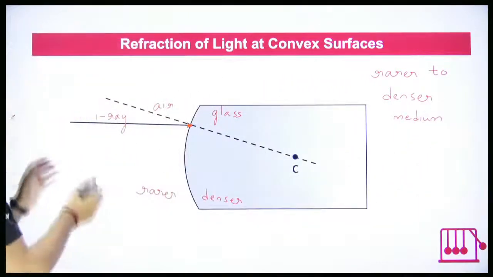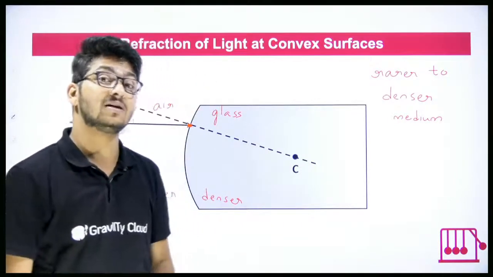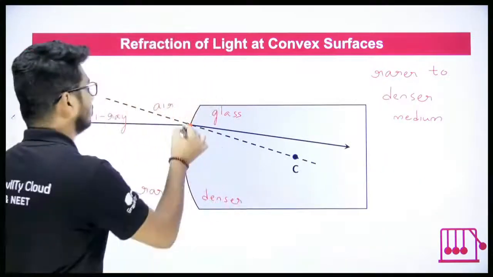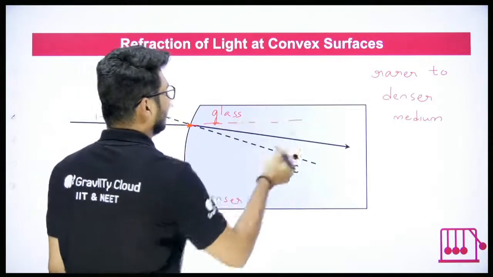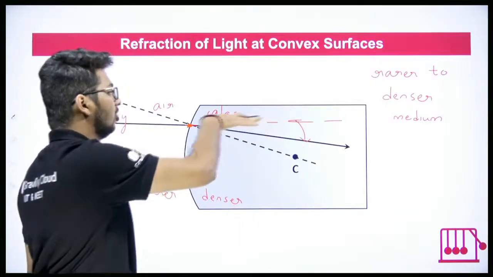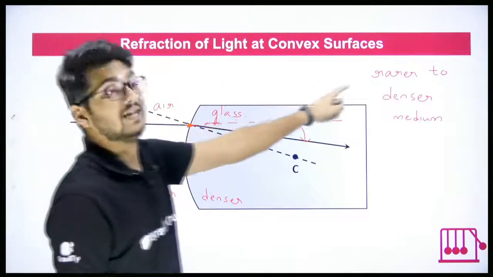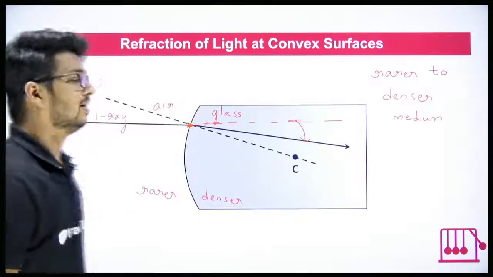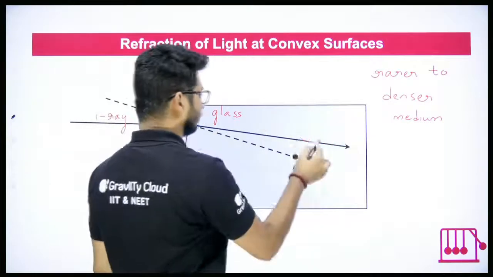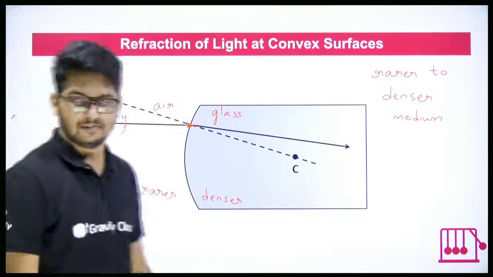And when a ray travels from rarer to denser medium, what happens? It bends towards the normal. So the refracted ray will be something like this. As you can clearly see, this should have been the direction of the incident ray. It is bending towards which direction? It is bending towards the normal. This is the normal. So it bends towards the normal because the ray is passing from rarer to denser medium. Is that clear? Simple? Good. Wonderful. Rarer to denser medium.